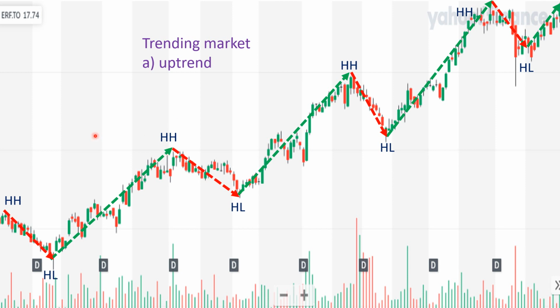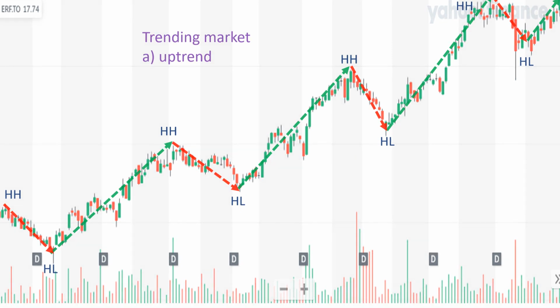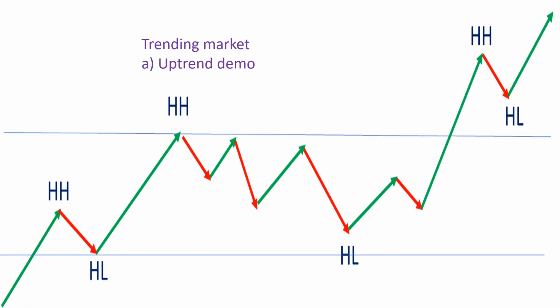Each higher swing high is higher than the previous one. The same thing, each higher swing low is higher than the previous one. This is higher than the previous one. So these are the characteristics of a strong uptrend. Let's take a look at this demo example.